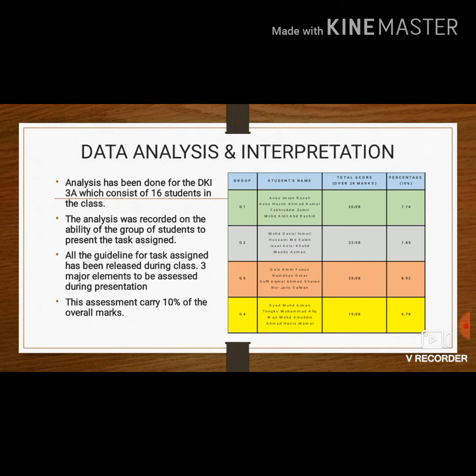Three major elements are assessed during the presentation, and the total marks for the presentation is 10%. If you can see on the table, you can see the group, students' names, total score and percentage. For the groups, like I mentioned in the assessment task, students need to form 4 groups. So group 1, group 3, group 4, with all the students' names, and the total score for the presentation is 28 marks, but formularized into the 10%.